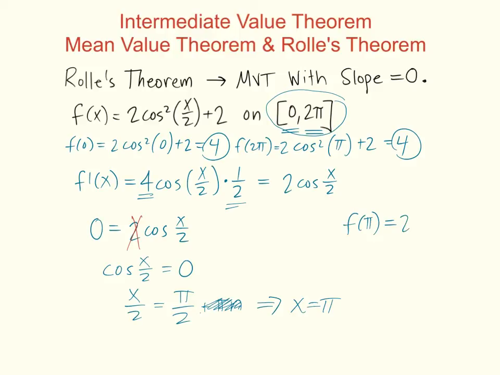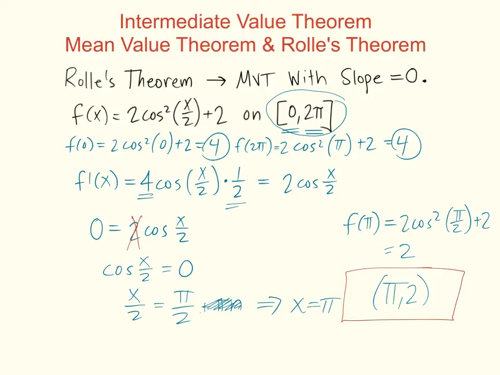f(π) is 2 cosine squared (π over 2) plus 2. And cosine of π over 2, that's the top of the unit circle where the cosine is 0. 0 squared is 0, times 2 is 0, plus 2 is 2. So the point in question should be (π, 2). This is the location that has a horizontal tangent line that I'm guaranteed by Rolle's theorem because the two endpoints gave me the same height, which means the slope was 0 between them.